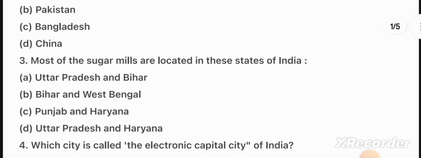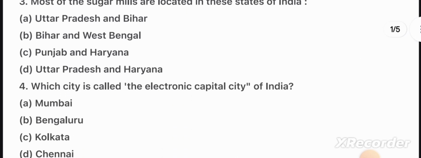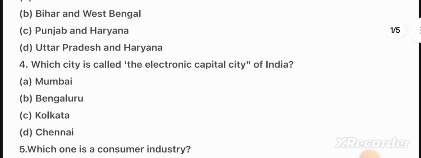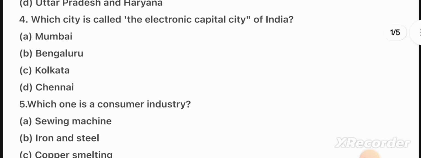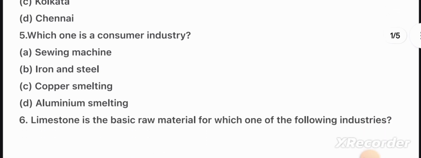C. Bangladesh, and D. China. Question 3: Most of the sugar mills are located in the states of A. Uttar Pradesh and Bihar, B. Bihar and West Bengal, C. Punjab and Haryana, and D. Uttar Pradesh and Haryana. Question number 4. Which is called the electronic capital city of India? A. Mumbai, B. Bengaluru, C. Kolkata, and D. Chennai.